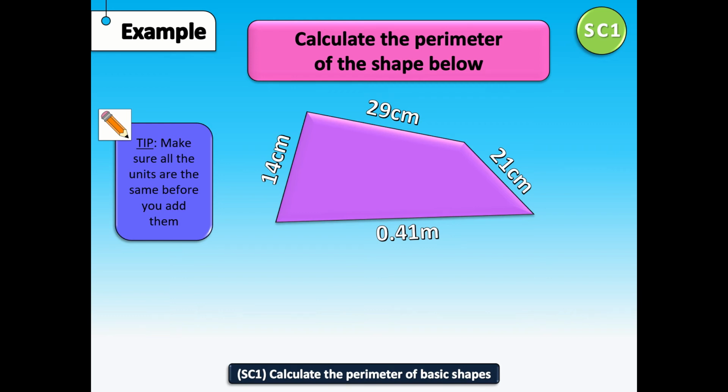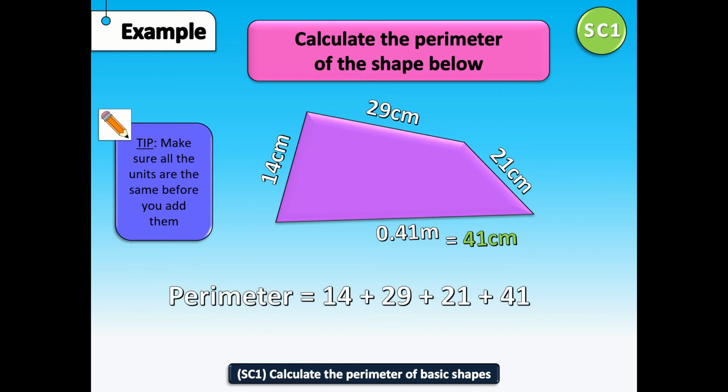So 0.41 meters is 41 centimeters. Now we can add up all the sides. So the perimeter is 105 centimeters.